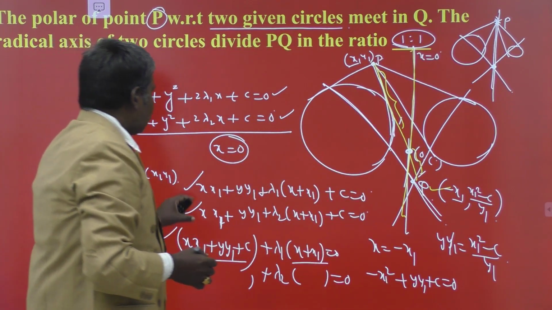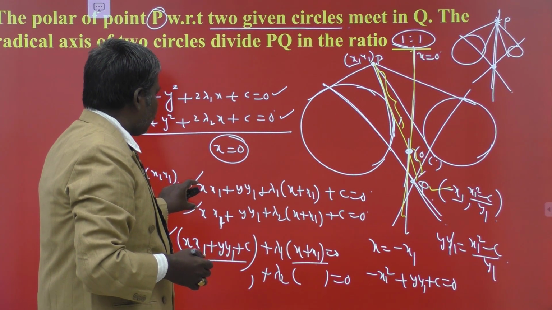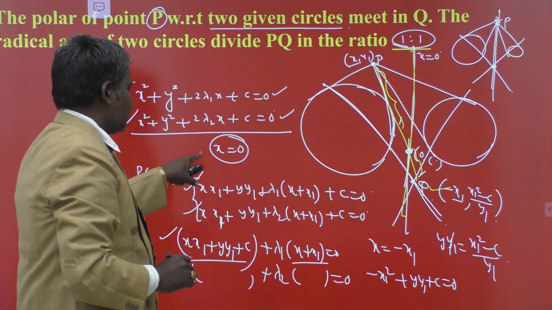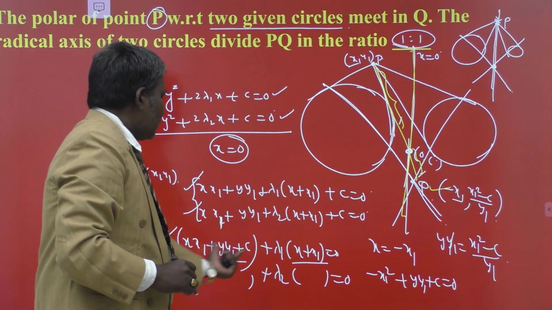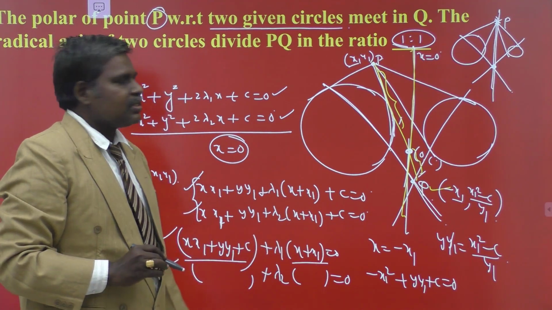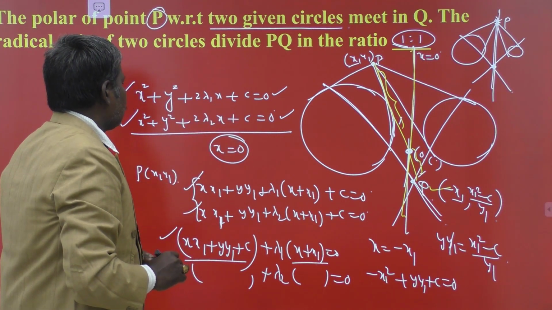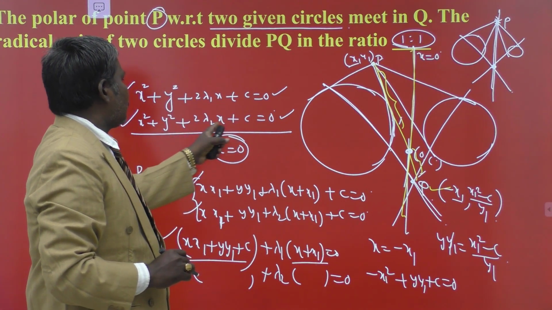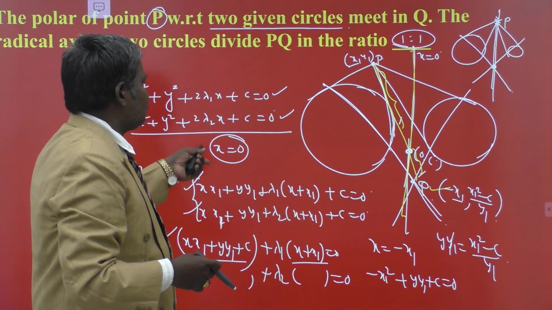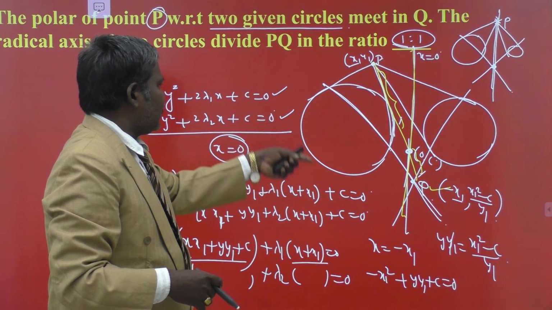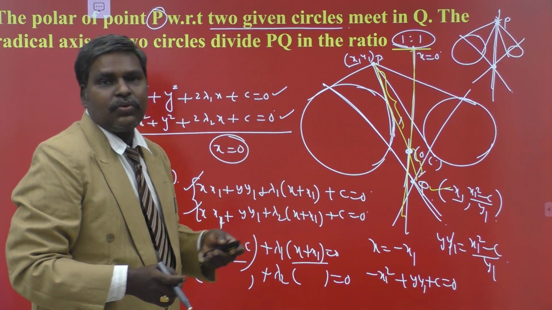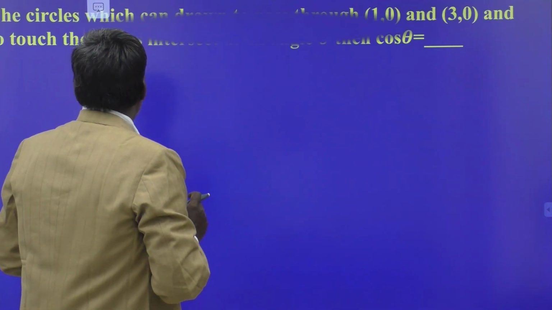Here, without solving these two equations, for my sake of convenience, I am taking the two standard equations. That is like this: x square plus y square plus 2 lambda 1 x plus c equal to 0, x square plus y square plus 2 lambda 2 x plus c equal to 0. Or you may take the two standard equations and prepare the radical axis and find their polars, find the point of intersection. After some time you get the same ratio, that is 1:1. Understand?